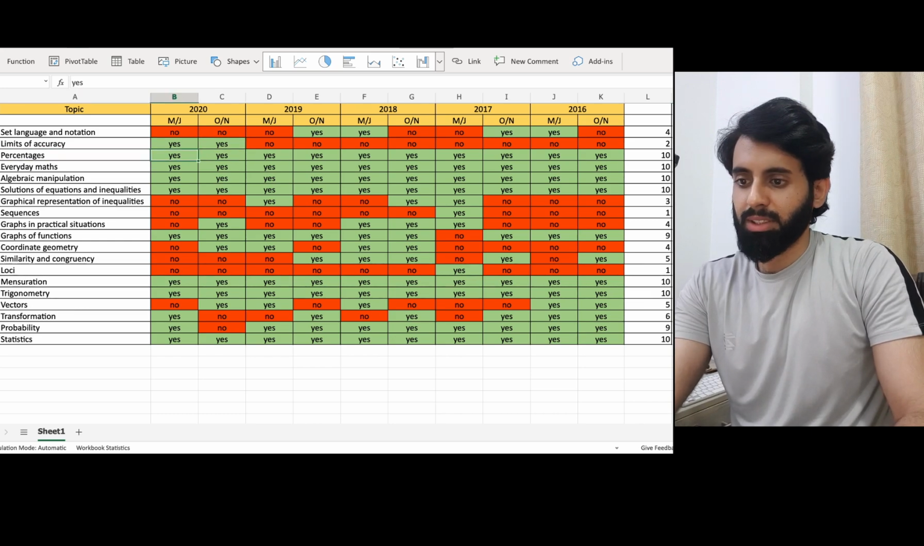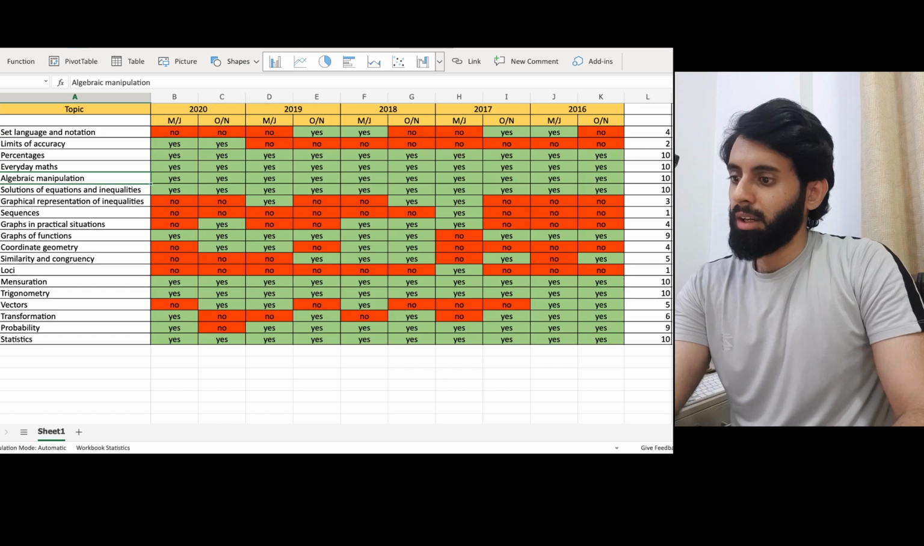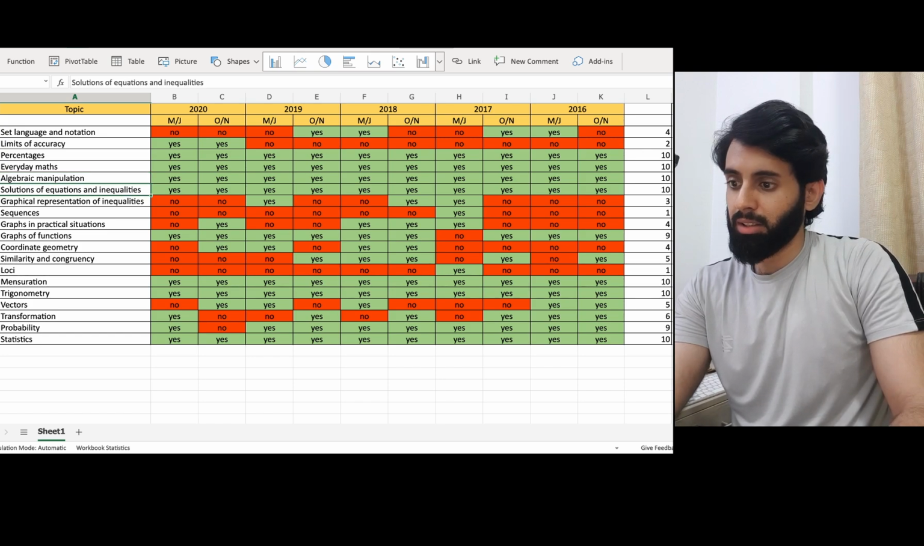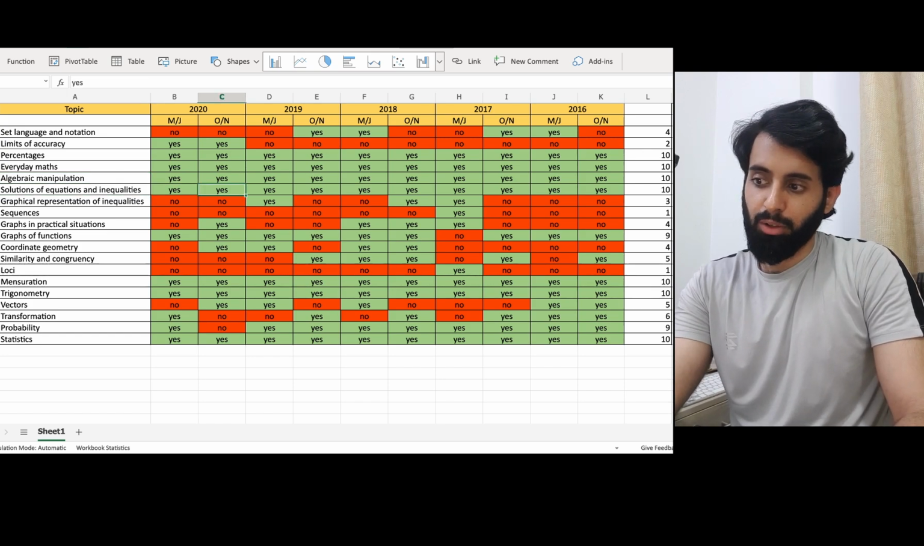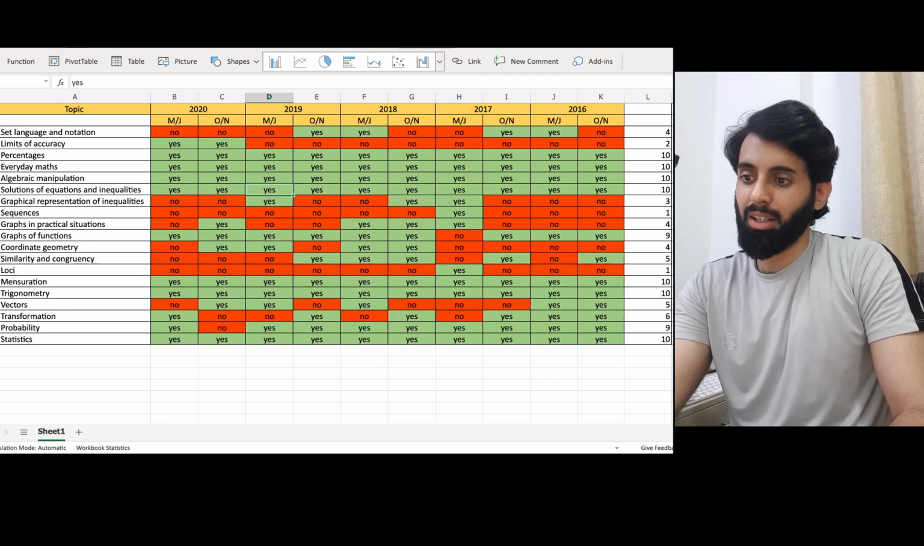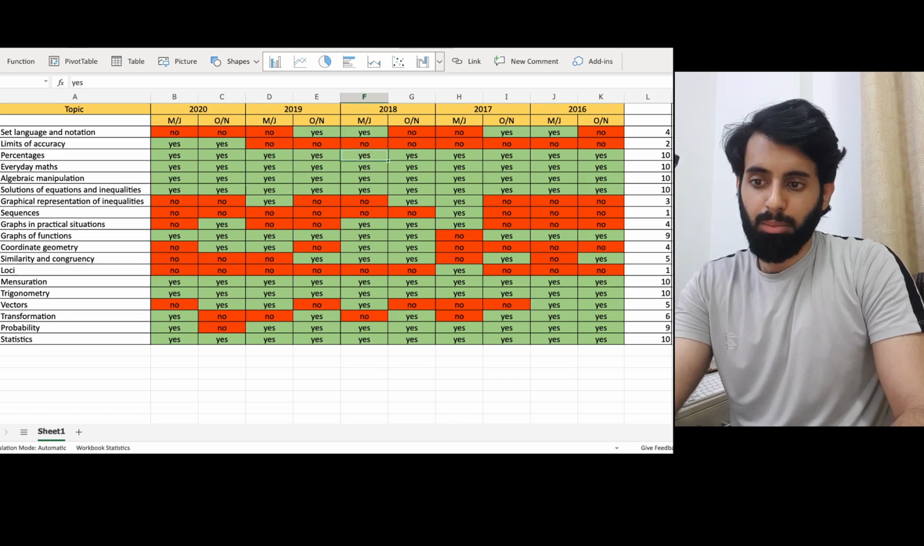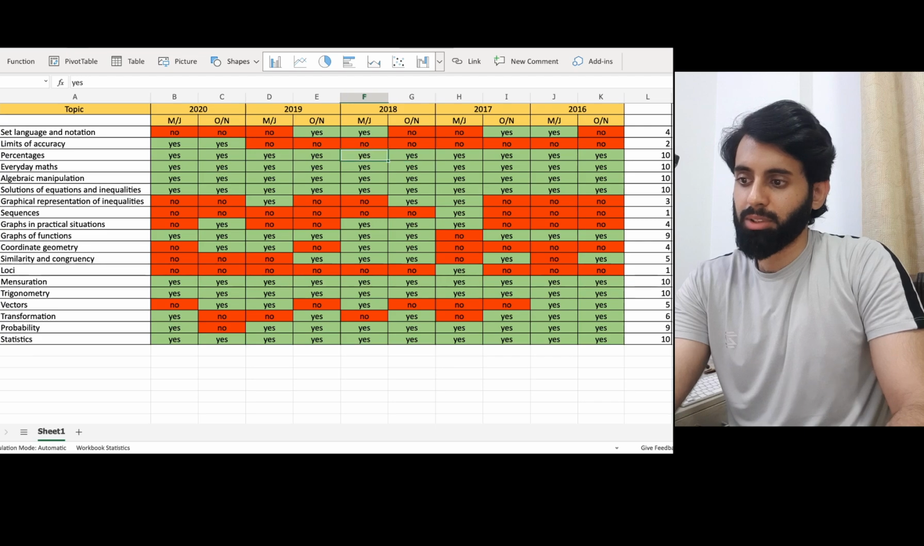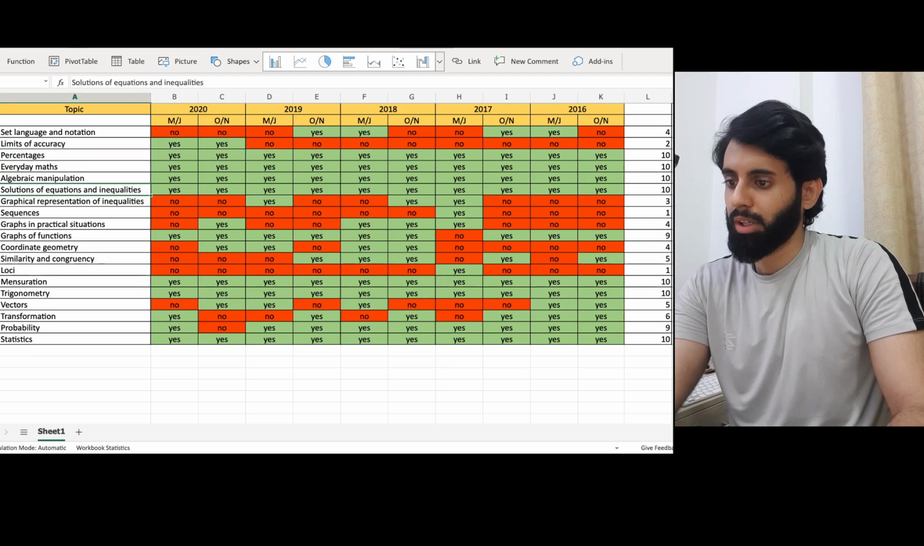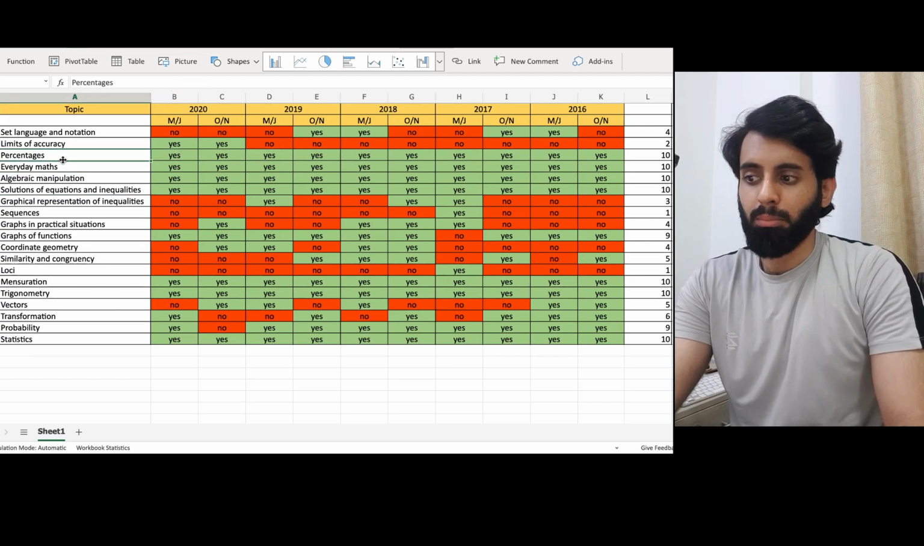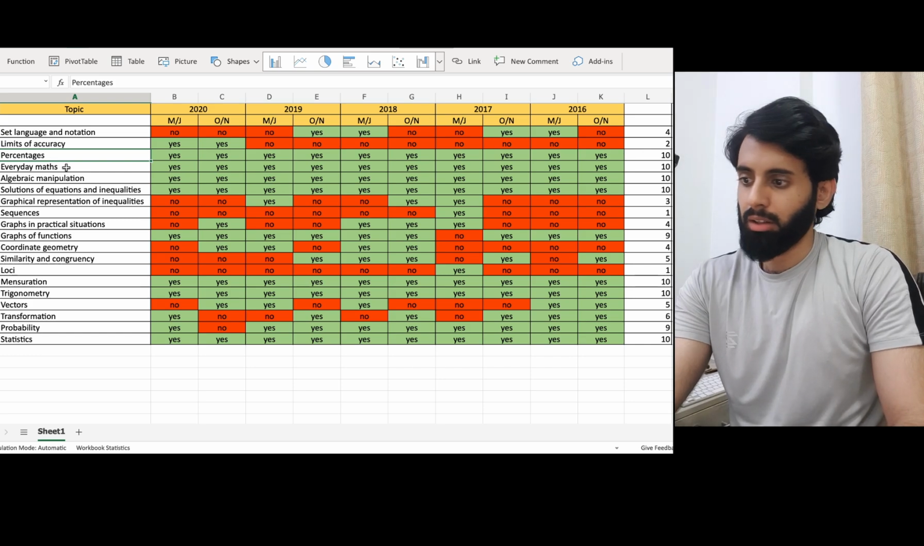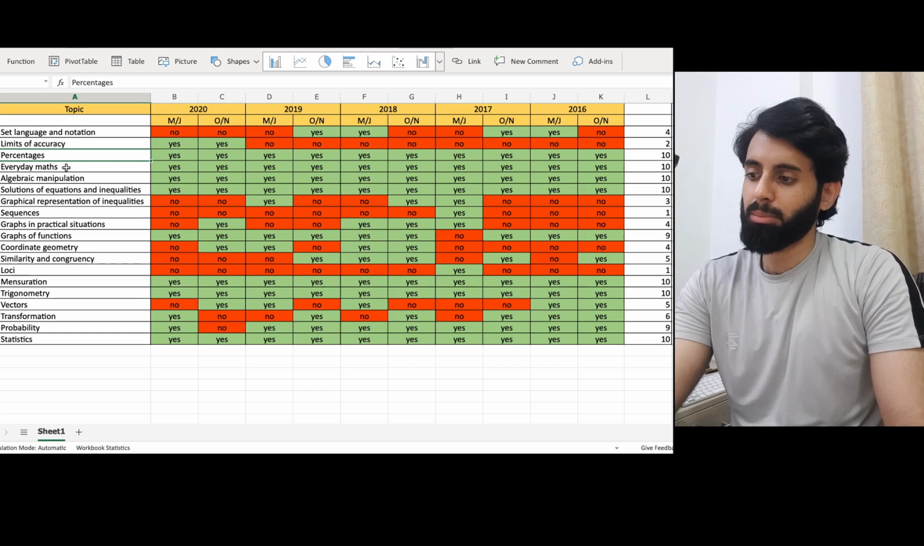And then you have percentages, everyday math, algebraic manipulation and solutions of equations and inequalities. These came in all 10 of the papers. So these are four topics that you must focus on. You cannot neglect them. Everyday maths is a very important topic, by the way.